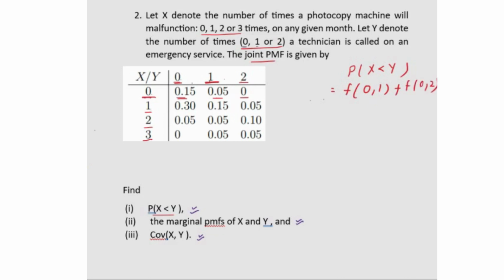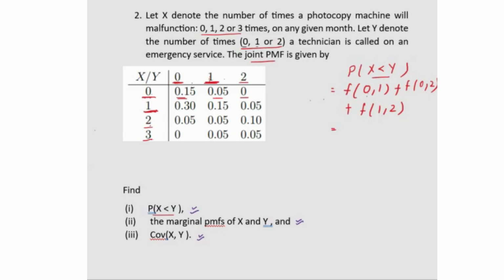And 1 comma 0, here x is greater than y. 1 comma 1, x is equal to y. 1 comma 2, x is less than y, so that is f at 1 comma 2. And then 2 comma 0, x is greater than y. 2 comma 1, x is greater than y, and 2 comma 2, x is equal to y. 3 comma 0, x is greater than y. 3 comma 1, x is greater than y, and 3 comma 2, x is greater than y. So we have only 3 points, 0 comma 1, 0 comma 2, 1 comma 2, where x is less than y. So simply sum up these three probabilities.